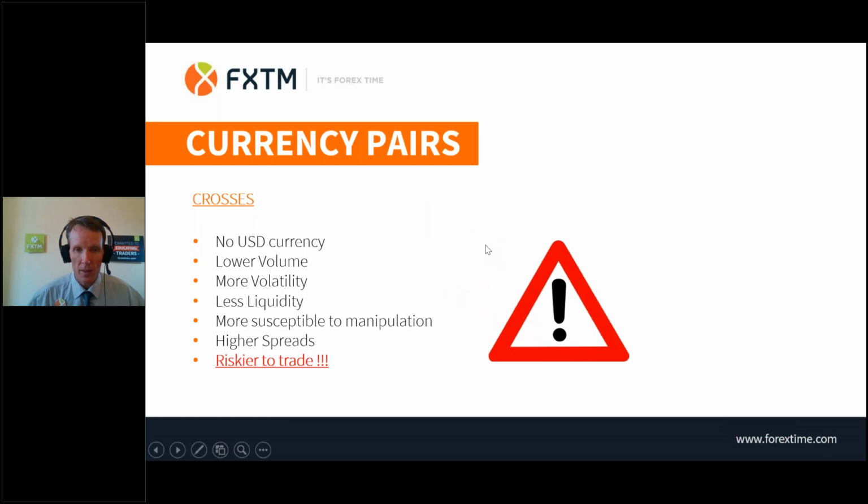So remember what I said with the majors: 80% of the volume goes through the majors. That means the crosses as well as the next ones, the exotics, make up the remaining 20%. So that in itself tells you to be careful.